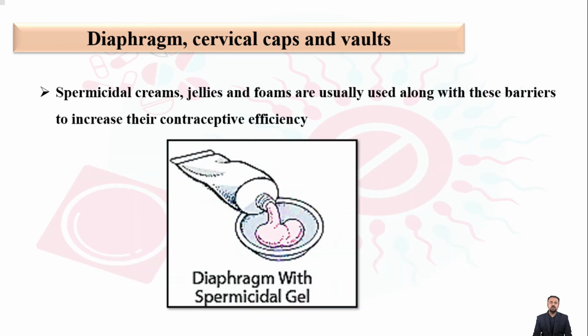Now students, other than this, sometimes spermicidal creams, jellies and foams are used along with these barrier methods to increase their contraceptive efficiency. Students, basically we are combining the two methods so that the chances of pregnancy will be very less.